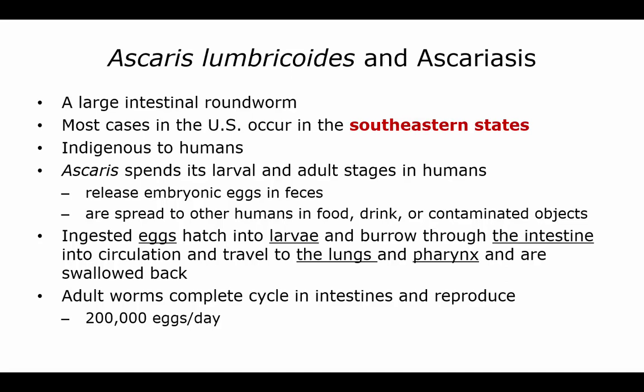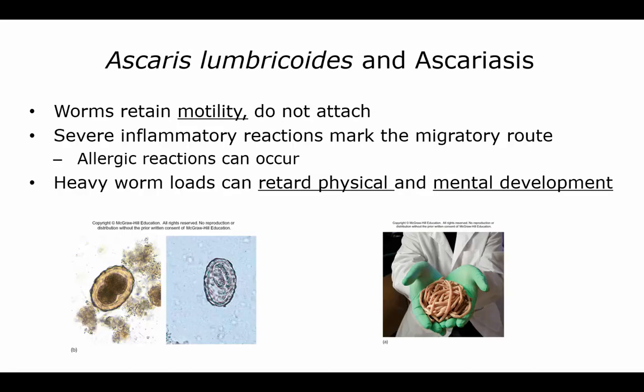Then the ingested eggs hatch into the larvae that burrow into the intestine and enter circulation, and they travel to the lungs and pharynx, and then you re-swallow them. Adults can make up to 200,000 eggs per day. They retain their motility. They do not attach, so they move around. And you can have severe inflammatory reactions as they migrate through your tissues. If you have a lot of them, it can retard physical and mental development.